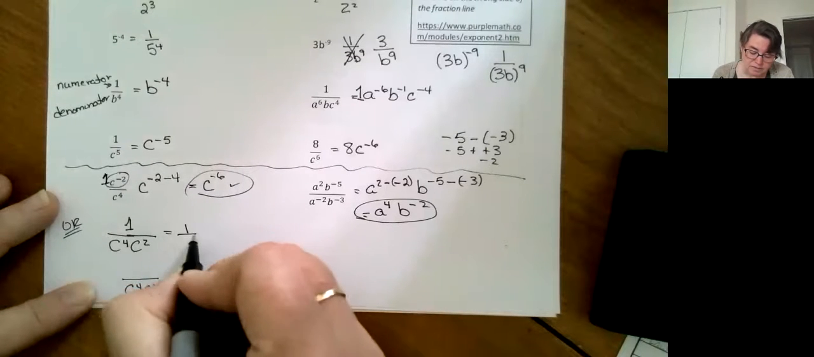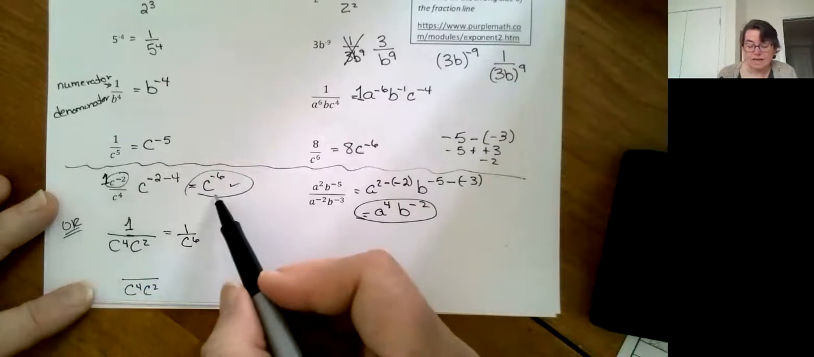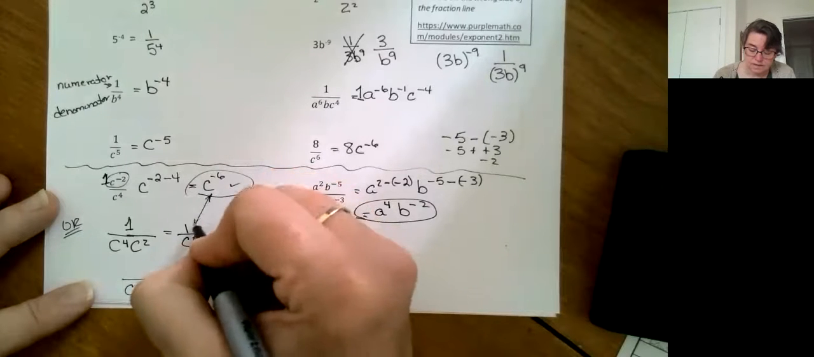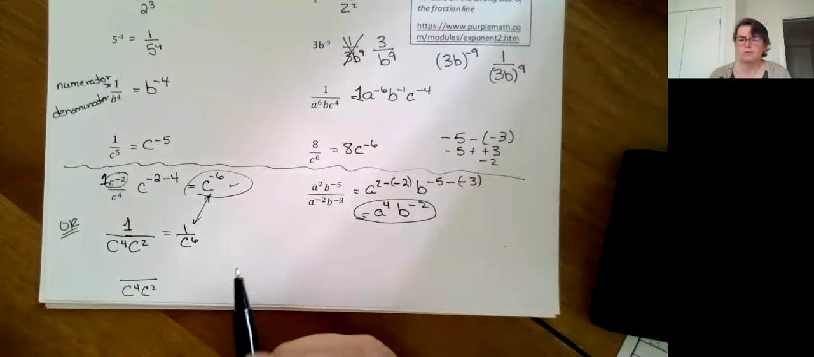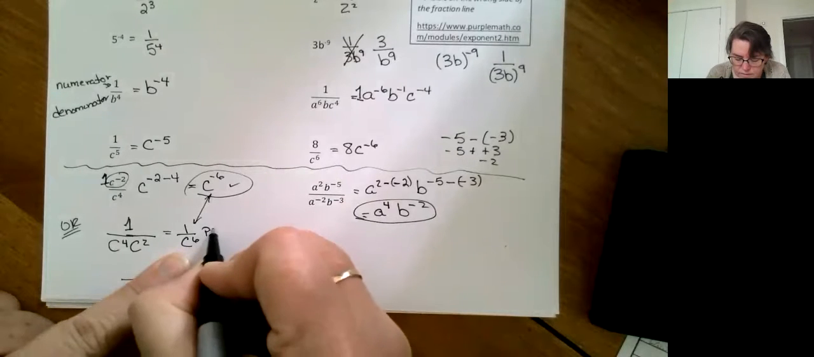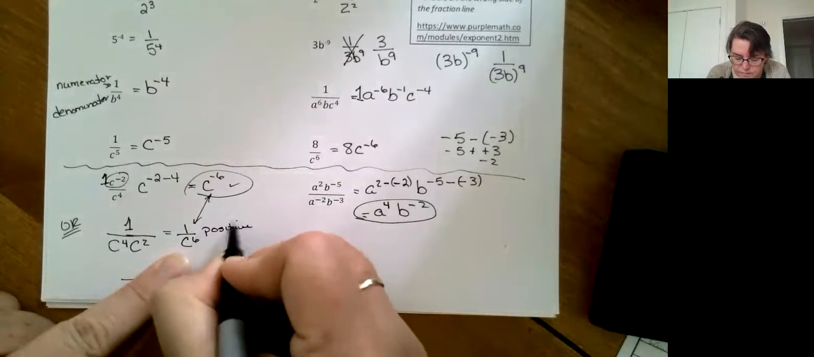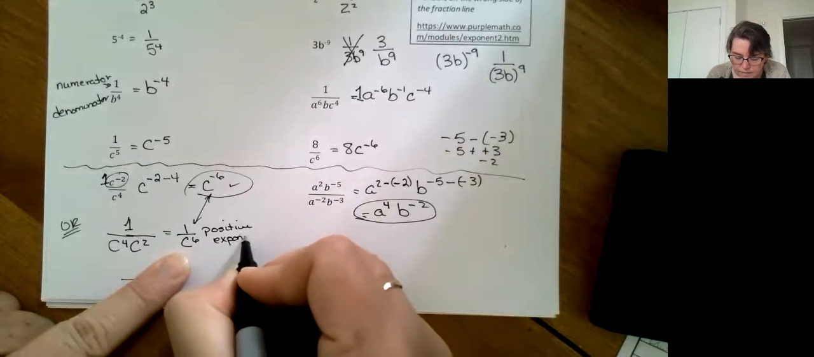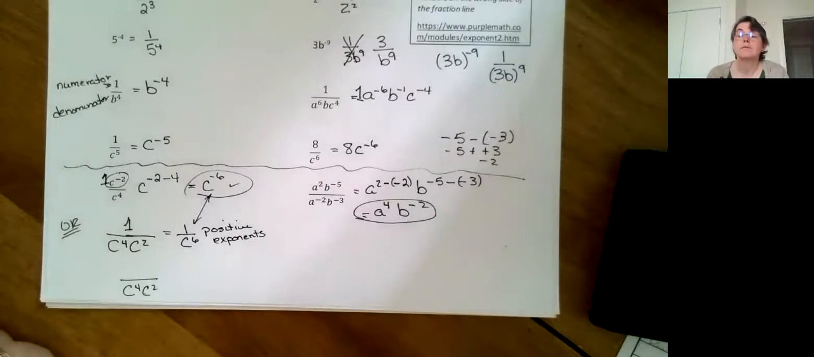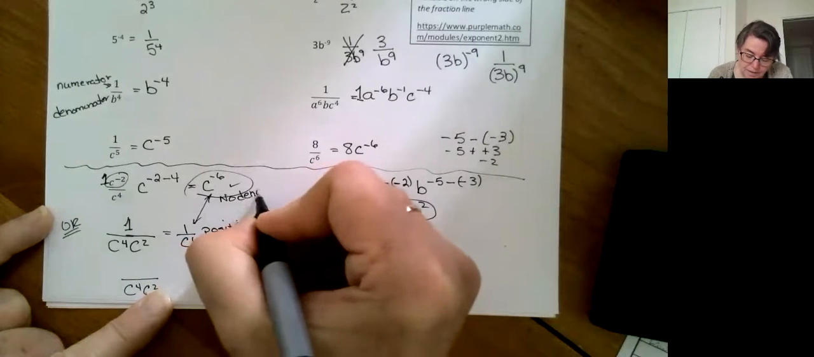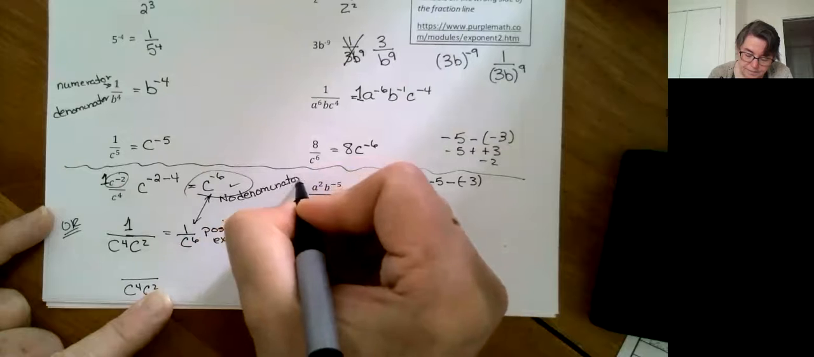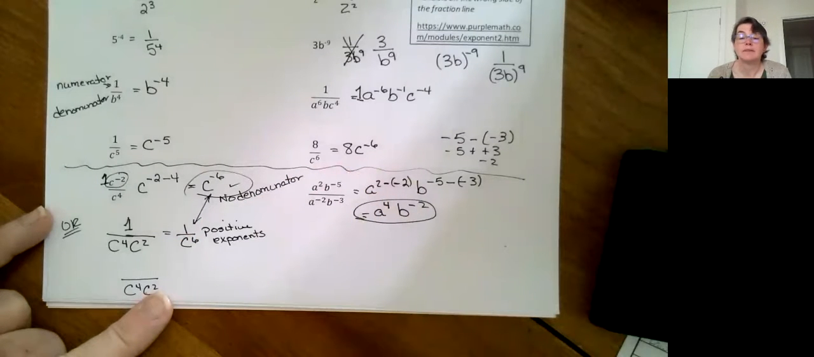So this gives me 1 over c to the 6th, which, as you know, those two mean exactly the same thing. And if I've given you no other instructions, then they're both right. If I say write it with only positive exponents, this will get you full marks. If I write it with no denominator, then this one would get full points. If I don't bother saying anything, then they're both right. So that one's pretty straightforward.